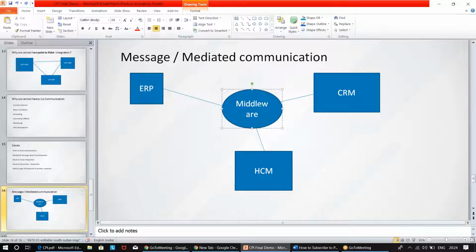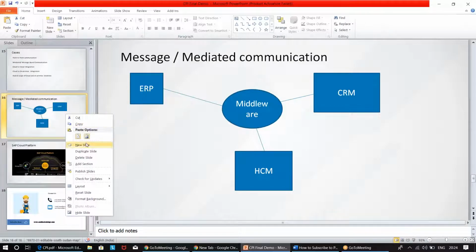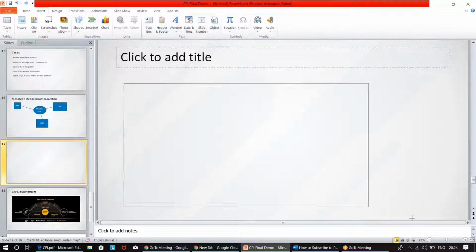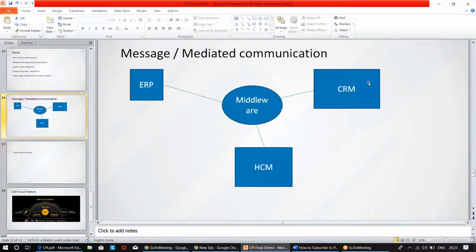The second important point is what is called content based routing. Okay, so I'll just write it. Whatever new terms I have, I'll write them here. Content based routing. Whenever we have some kind of logic, and based on that logic the middleware determines where the data packet will be sent, to your CRM or your HCM. Okay, so this is one thing.